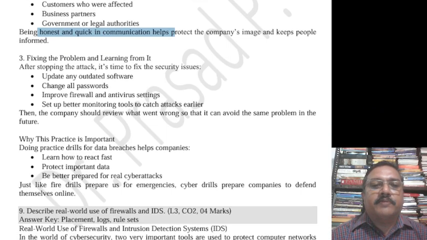Fixing the problem and learning from it. After stopping the attack, it's time to fix the security issues. Update any outdated software. If any outdated software is found, they need to update it immediately. They have to change all the passwords. They have to improve their firewall system and antivirus settings. They have to set up better monitoring tools to catch attacks earlier. Monitoring tools also need to be updated each and every time. Then the company should review what went wrong so that it can be avoided.